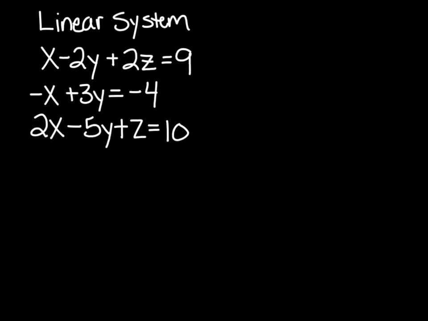So let's start with this linear system. It's not really linear, is it? It's planar, but anyway: x minus 2y plus 2z equals 9, negative x plus 3y equals negative 4, 2x minus 5y plus z equals 10. And we're going to organize these numbers into what we call an augmented matrix.